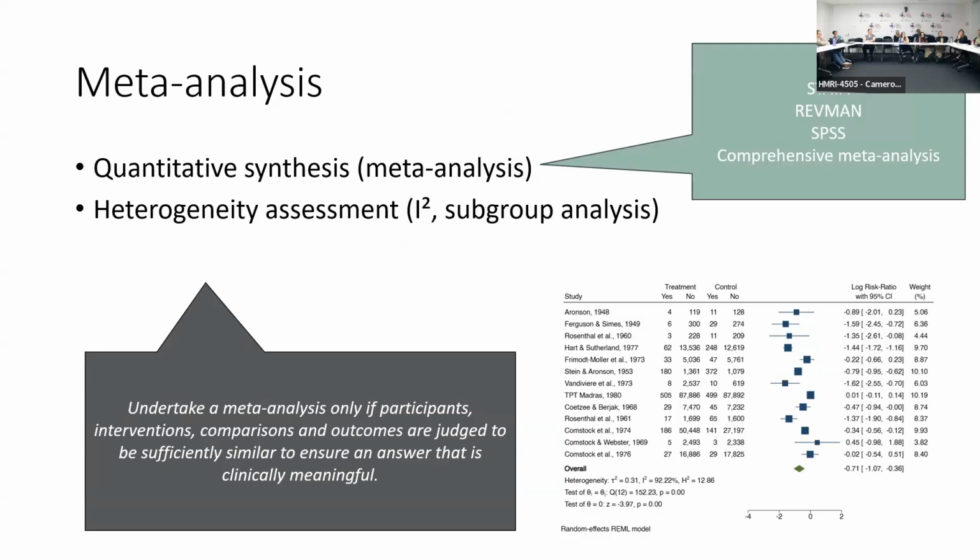Josie, there are now SWiM guidelines as well. There you go. So SWiM guidelines are for synthesis without meta-analysis. And you would use those in the case of high heterogeneity. So it gives you a framework for that synthesis without meta-analysis. It's a framework for review.